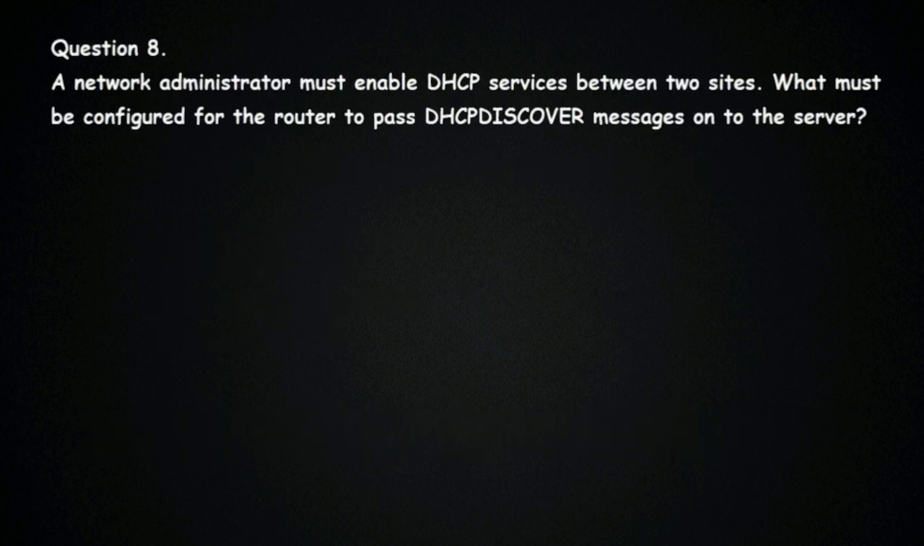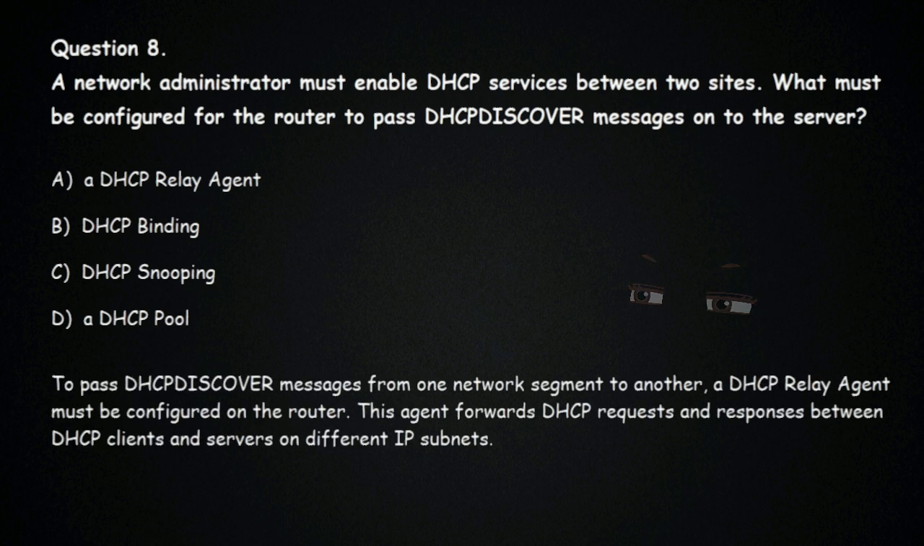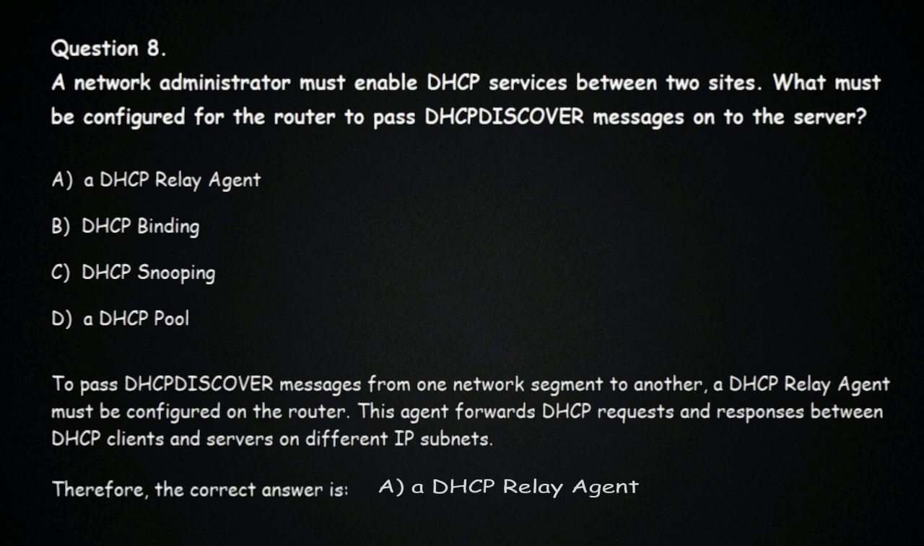Question 8. A network administrator must enable DHCP services between 2 sites. What must be configured for the router to pass DHCP discover messages onto the server? Options. To pass DHCP discover messages from one network segment to another, a DHCP relay agent must be configured on the router. This agent forwards DHCP requests and responses between DHCP clients and servers on different IP subnets. Therefore, the correct answer is A. A DHCP relay agent.